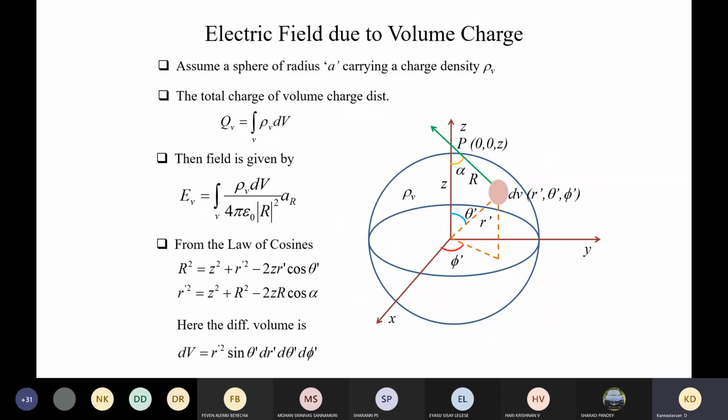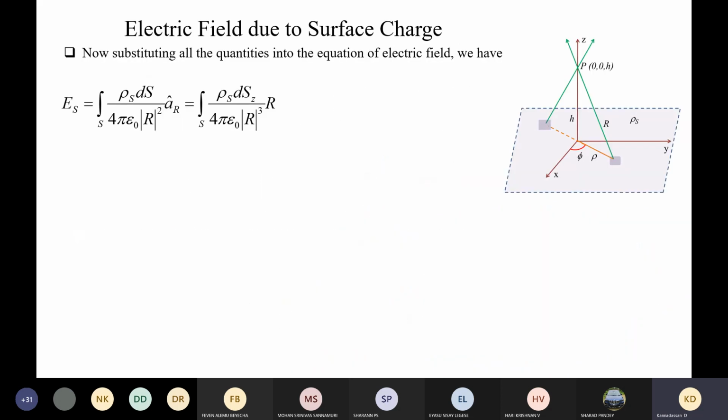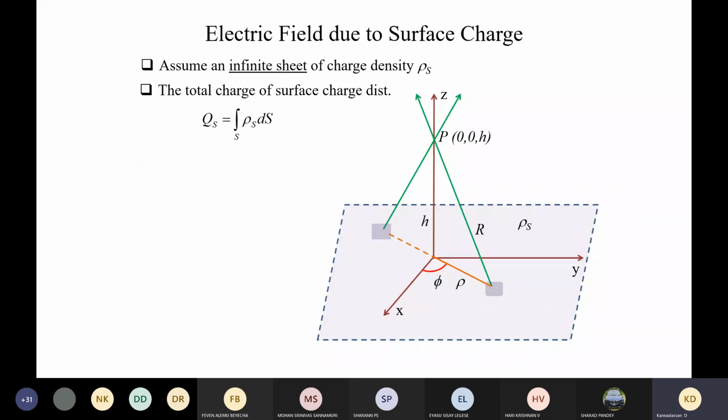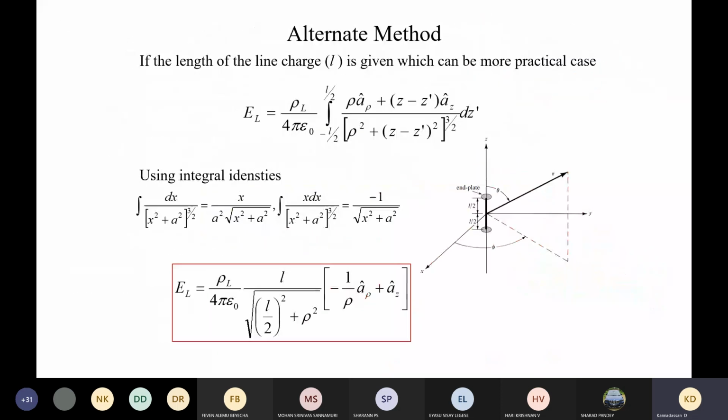Then if we do it for volume charge, we are going to do a very similar workout. In the case of sheet charge, the advantage is that the sheet is infinite. Since the sheet is infinite, obviously you can't put any cylindrical shape or spherical shape. If you put a spherical shape, it will cut into two halves and it is very difficult to coordinate. So for this, the rectangular coordinate system is correct. In a similar way, for line charge, the cylindrical coordinate system is the optimum one. Okay.